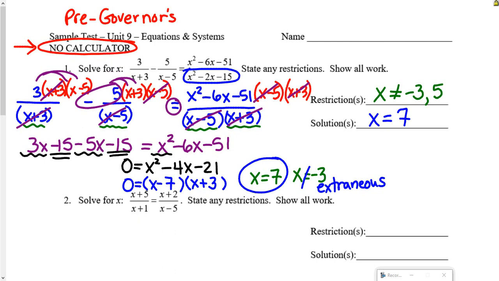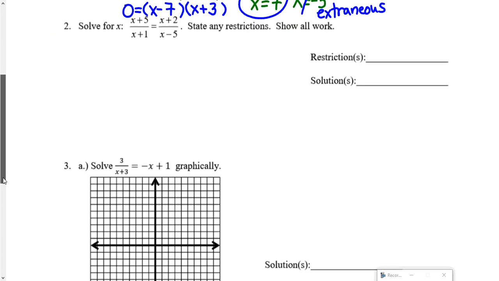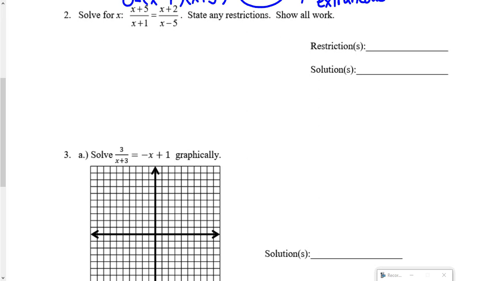All right, on to number 2. This one is a straight proportion. So I'm looking to solve for x. Again, I need to state any restrictions. So this one's already factored for me.